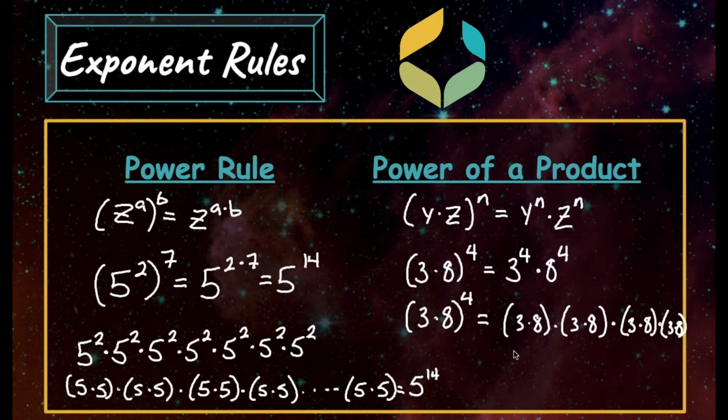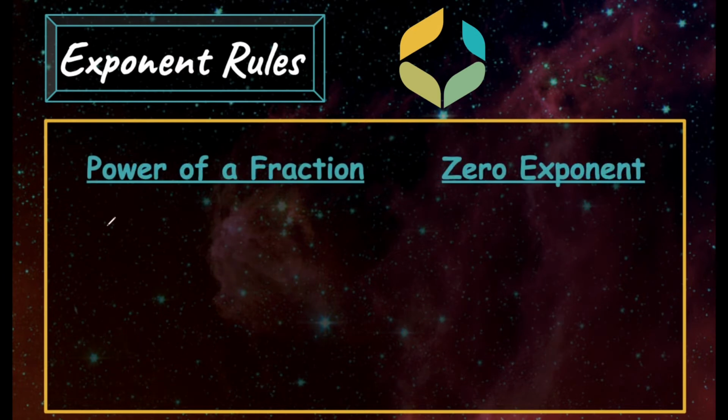And there are 4 3's and there are 4 8's, all being multiplied together. When we have a fraction raised to a power, the power applies to both the numerator and the denominator of the fraction. For example, if we had y over z all raised to the power of n, this would be y to the power of n over z to the power of n.